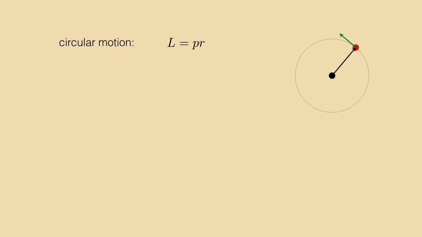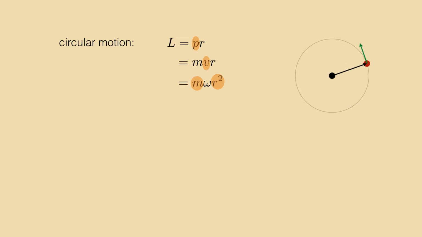If we just look at uniform circular motion, the momentum is always perpendicular to the position vector. So L is just the product of p times r. But momentum, we've learned, is the product of mass times velocity. And velocity, we have learned, in uniform circular motion is just angular velocity omega times r. So the angular momentum is m times omega times r squared.